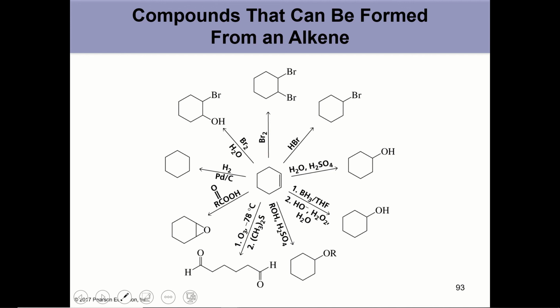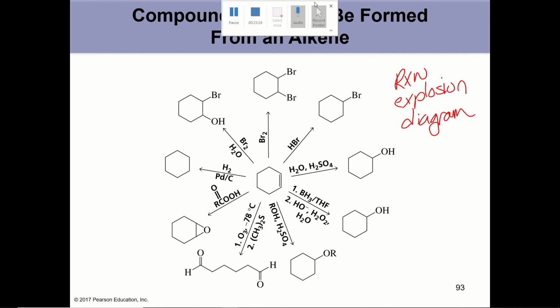So this is a really good summary. I like to call it a reaction explosion diagram, where you start with one type of reactant and you show everything that you can do with that reactant. And that is the end of chapter 6.